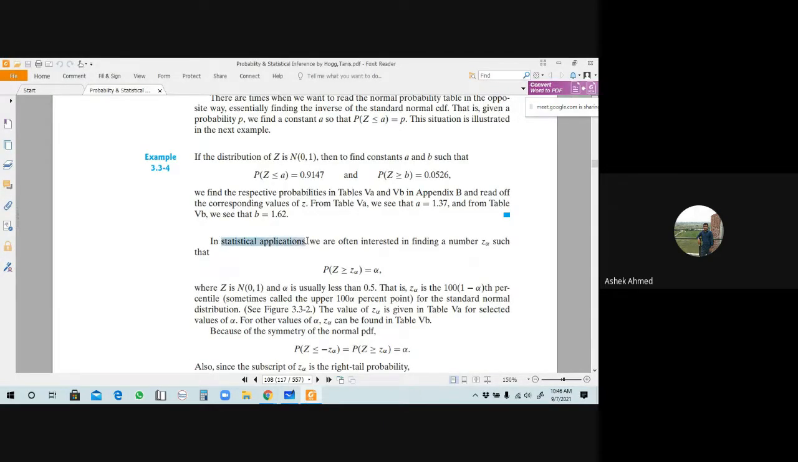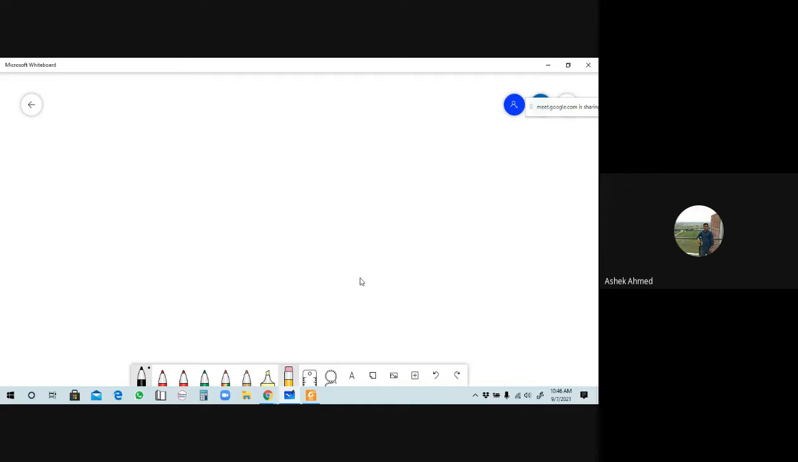In statistical applications, we are often interested in finding a number z sub alpha such that the probability of capital Z, a random variable, is greater than or equal to z sub alpha equals alpha. From the probability we can say that, in the context of a random variable, this represents mainly area.